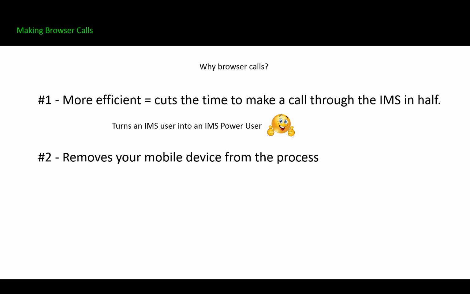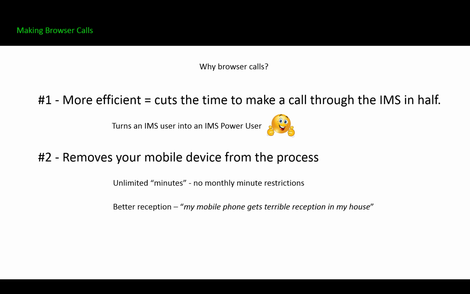It removes your mobile device from the process. So you have unlimited minutes. There's no monthly minute restrictions that might be tied to your mobile phone. You should have better reception if you have a good internet service. We hear a lot of times that an agent's mobile phone doesn't have very good reception in their home, or they live at the base of a mountain and they have terrible mobile reception.